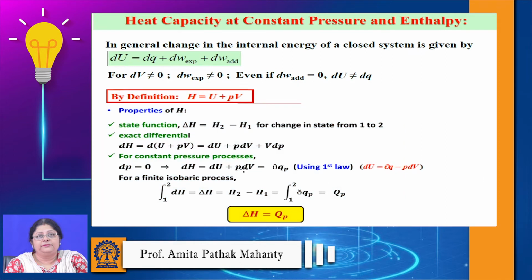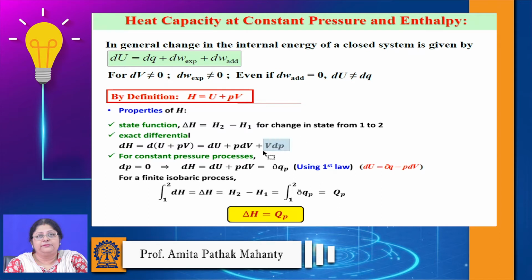So at a constant pressure process, the enthalpy change is equal to the change in internal energy plus PdV. This is nothing but the heat transferred at constant pressure. So the heat transferred at constant pressure is equal to the enthalpy change for a process at constant pressure. Okay, so here you can understand why it is coming. Delta H is equal to delta U plus PV.